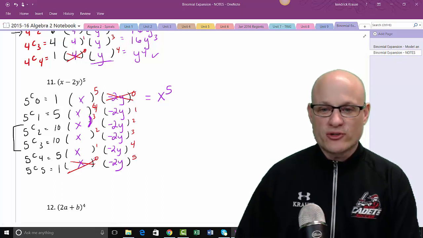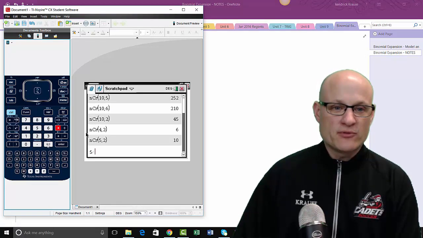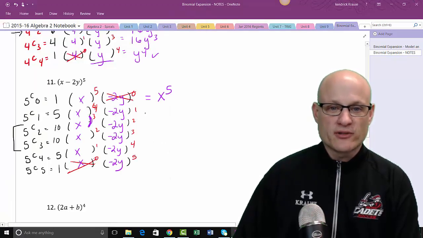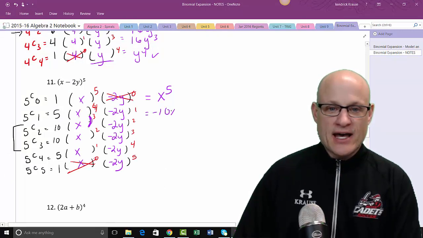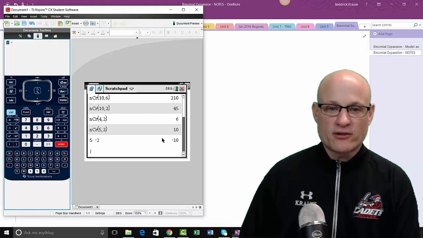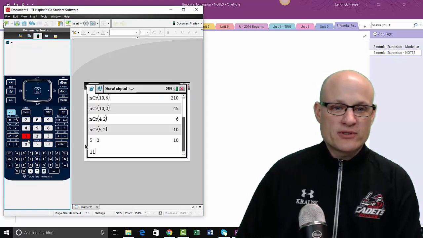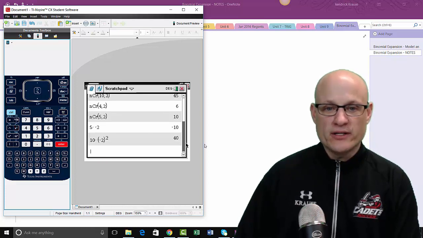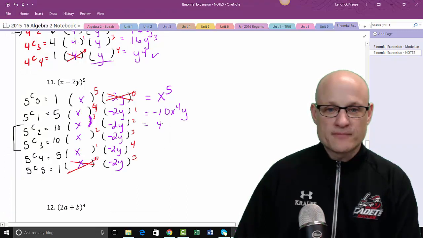So this is 5x to the 4th, negative 2. Really what you're going to do is grab your calculator and go, okay, 5 times negative 2. Boom. Negative 10. Okay, so this is equal to negative 10x to the 4th y. Notice the x's are going down. The y's are going to go up. Grab this one. 10x cubed, negative 2 squared. So you can just do that in your calculator. 10 times negative 2 squared is 40, so positive 40x cubed y squared.